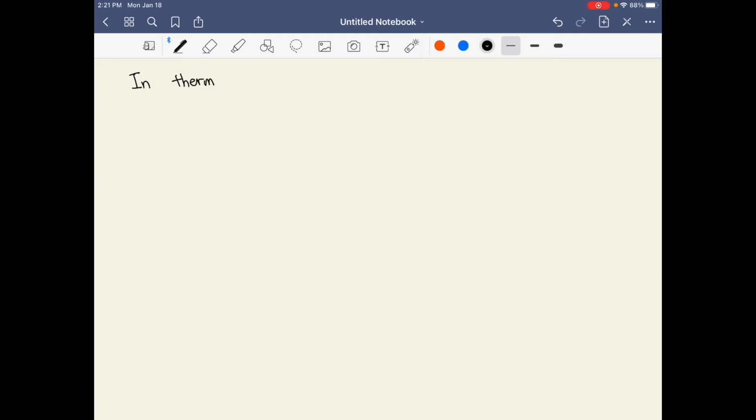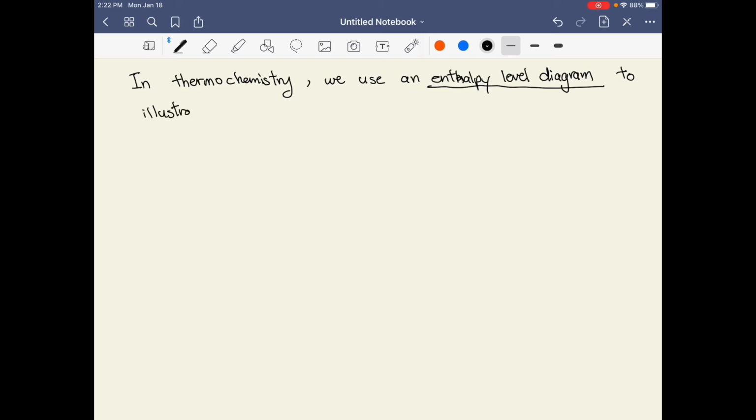Okay, so in thermochemistry, which is really the introduction of what's going to happen in the next week or so, we use what we call an enthalpy level diagram. Biology uses this a lot too when it comes to cellular respiration. And what is it used for? It is used to illustrate thermal reactions.